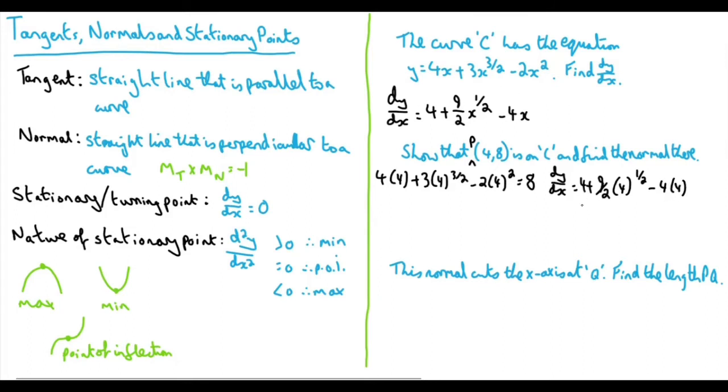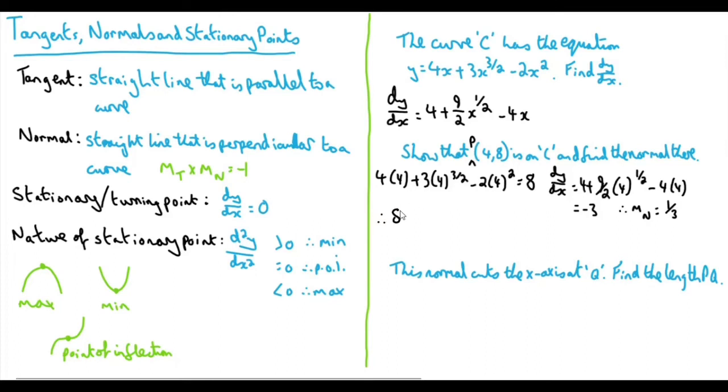That's going to get us a gradient of the tangent of minus 3. Therefore, the gradient of the normal is going to equal a third. So minus 1 over that gradient, or minus 1 over minus 3, the minuses cancel, leaving us with just a positive. Now we have enough information to go about our y equals mx plus c.